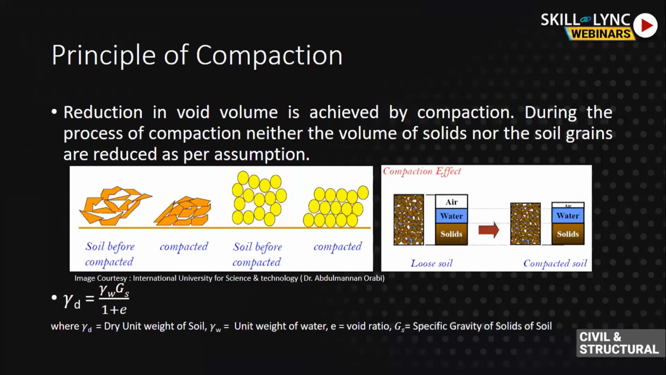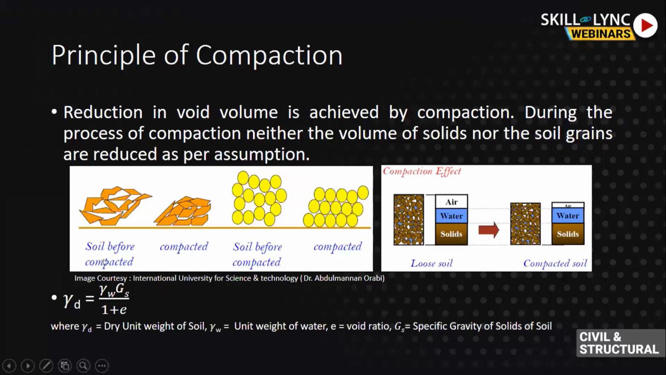The basic principle of compaction is reducing the void volume, which is achieved by compaction. During compaction, neither the volume of the solids nor the soil grains are reduced, as per assumptions. This is determined by a formula where gamma D is equal to gamma W multiplied by the specific gravity of the soil, divided by 1 plus e, where e is the void ratio.